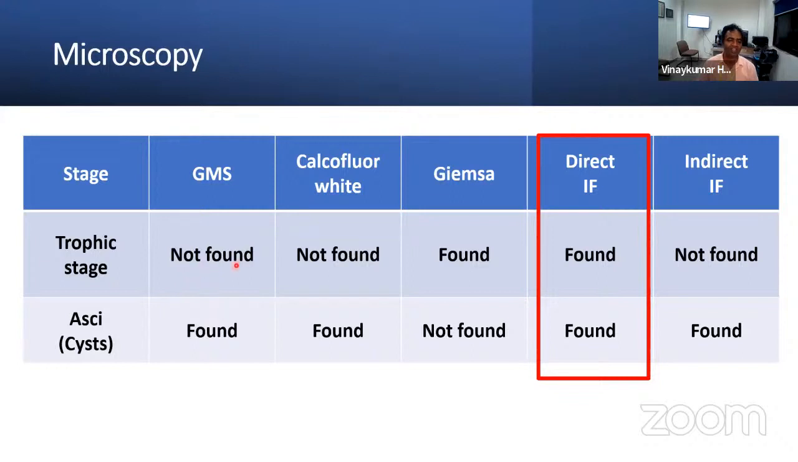Similarly, you cannot identify the cyst stage using calcofluor white. In calcofluor white, you will find only the honeycombed apple-green fluorescence of the cysts, while in Giemsa, you will find the trophozoites. Okay.